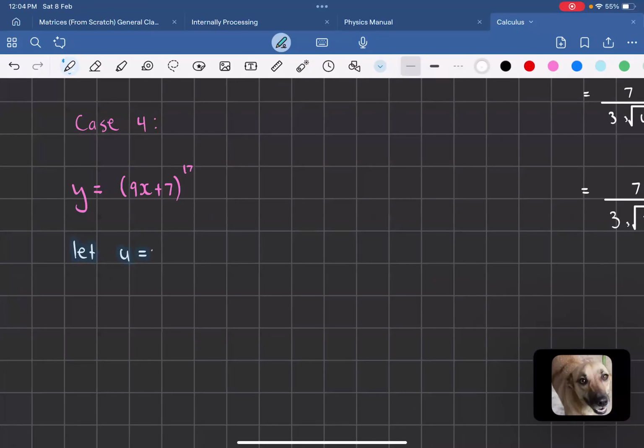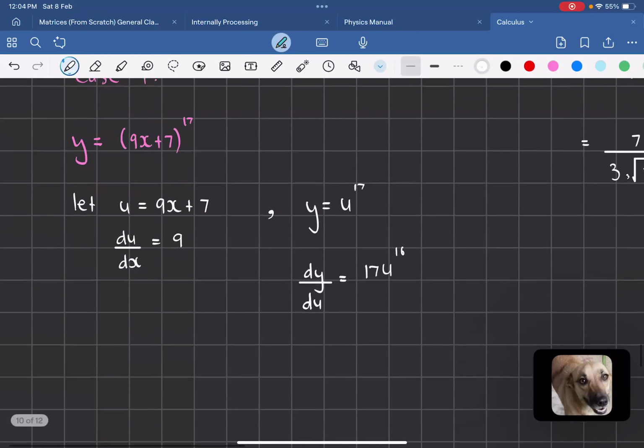Yeah, so we're going to say let u be equal to 9x plus 7. And we would say y is equal to u to the power 17. The exact same steps, right? Differentiate this, that'll be du dx, equal to 9. If I differentiate this, that's dy du. Nicholas, differentiate that for me. That's 17u to the power 16. We don't have any funny business with negative or fractional powers, so we're good.